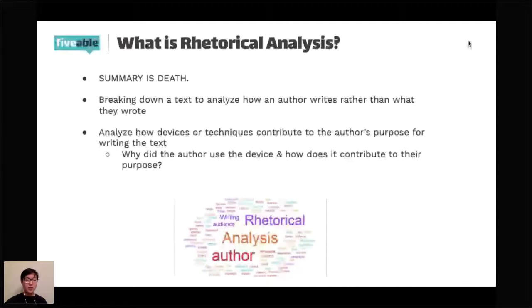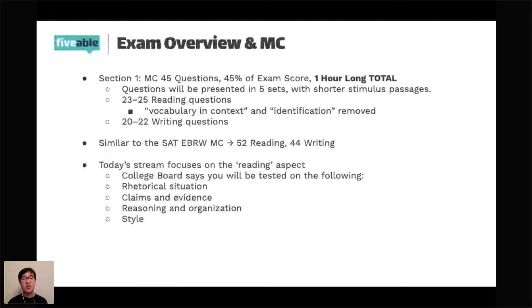So it's basically breaking down that text to analyze how they wrote rather than what they wrote. So it's not like summary or anything. On the multiple choice section, you will be applying a lot of the skills you use in rhetorical analysis. Section 1 of the AP exam is you'll get an hour to do 45 questions, which is 45% of your exam score. It's very nice and consistent.